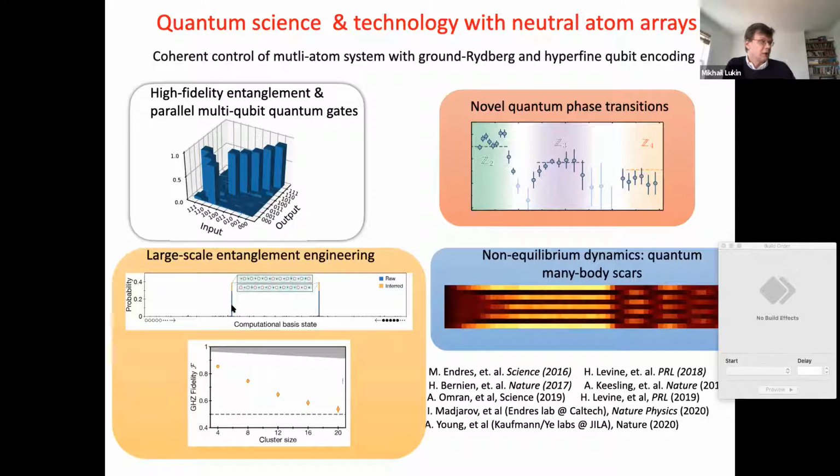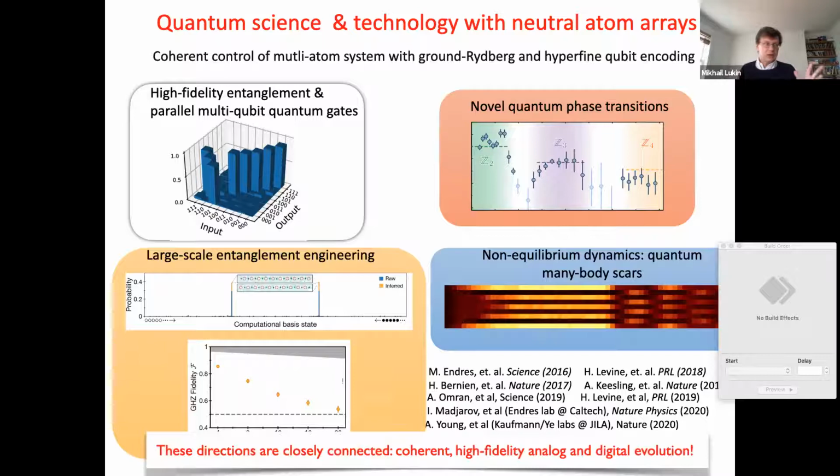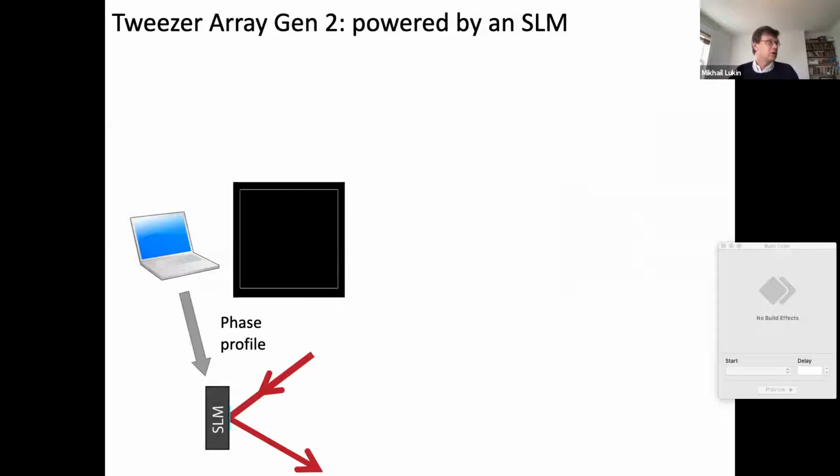Very recently, I think one or two papers have slightly exceeded this number of 20. All of these directions are closely connected, since all of them involve coherent, high fidelity, analog and digital evolution. Fast forward to about a year ago, in 2020, we implemented the generation 2 tweezer array.